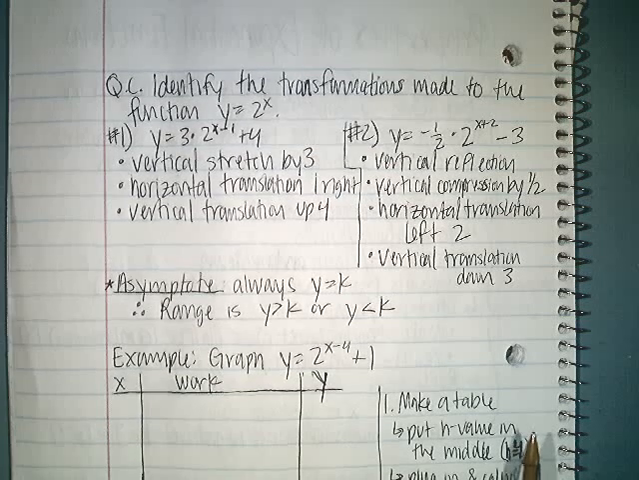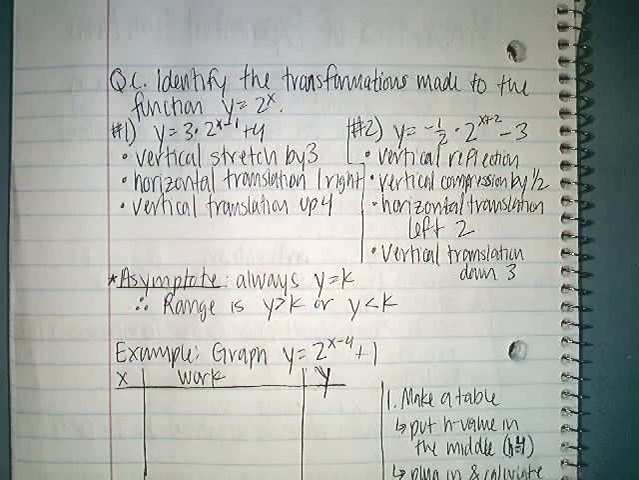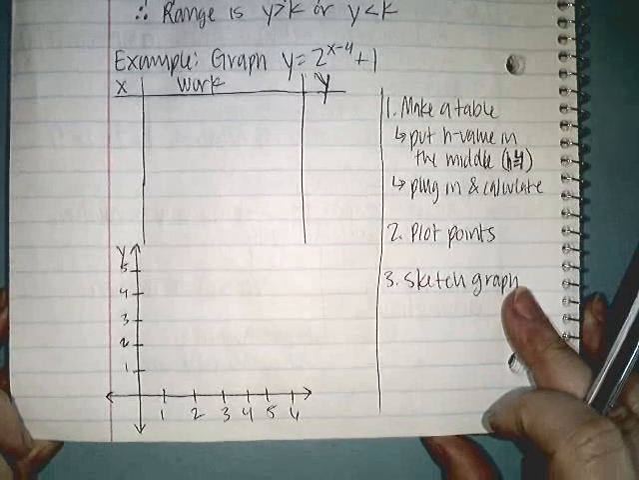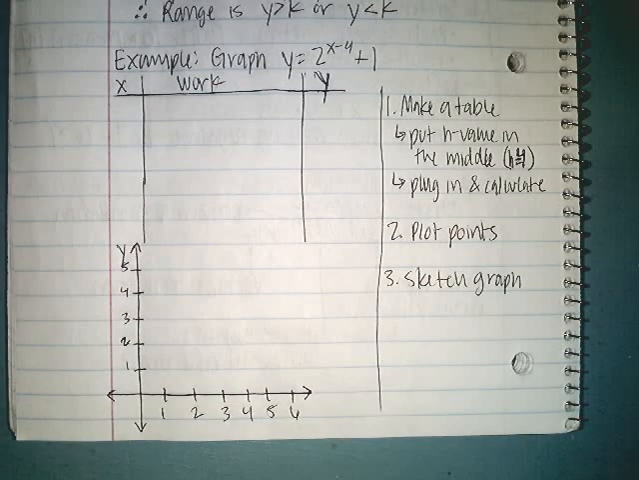All right, so that's it for transformations for the moment. I will show you how you could use these transformations to sketch a function at the end of this if we have time, but for now I'm going to delve into a method that I think more people will find helpful. So for our last example, I want us to graph the equation y equals 2 to the x minus 4 plus 1. So the way we're going to do this is by making a table and then plotting our points and sketching the graph.